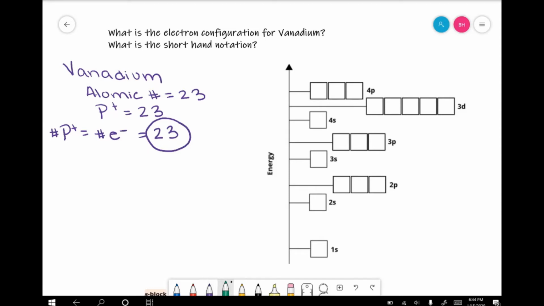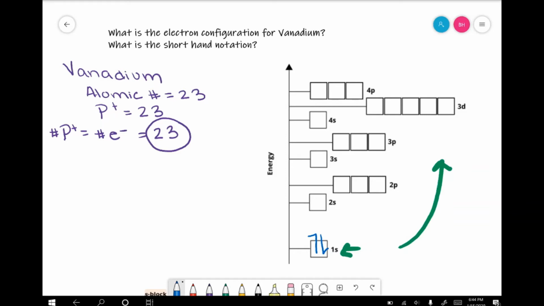Now, there's a couple of different rules that we need to remember. One of the first rules is that when we start filling in our orbital energy diagram, we're going to be starting from the lowest energy level and moving up. So I'm going to start putting some electrons in here. There's 1 and 2. Now my other rule says that only 2 electrons can be per orbital. So each block right here represents an orbital.